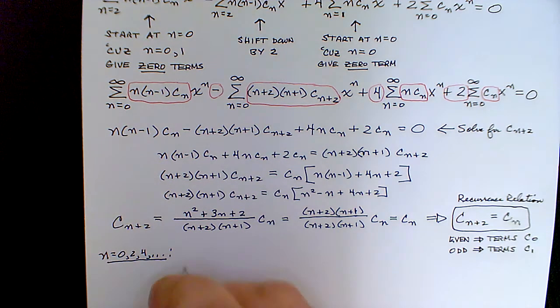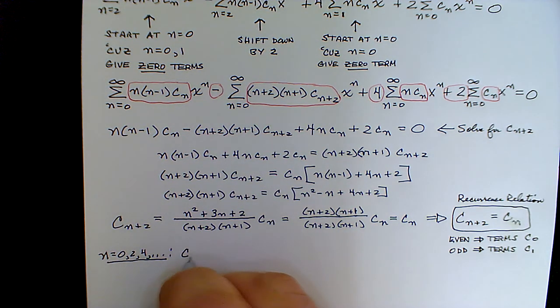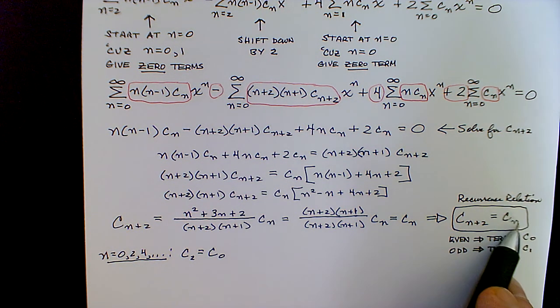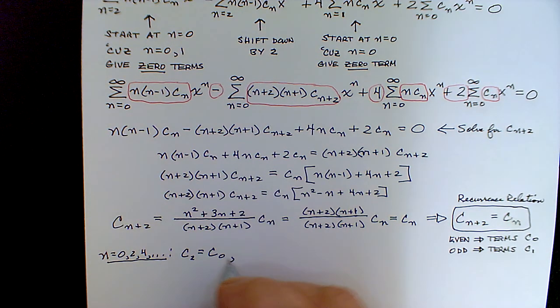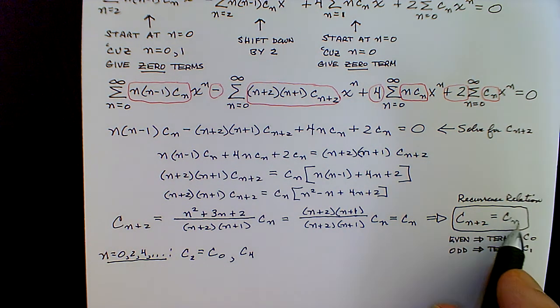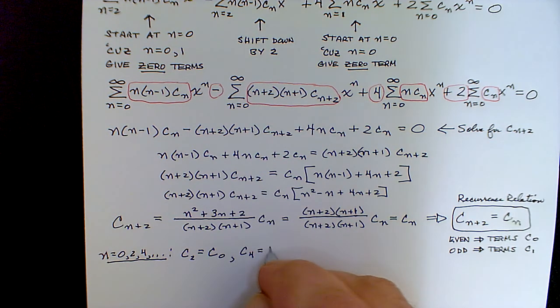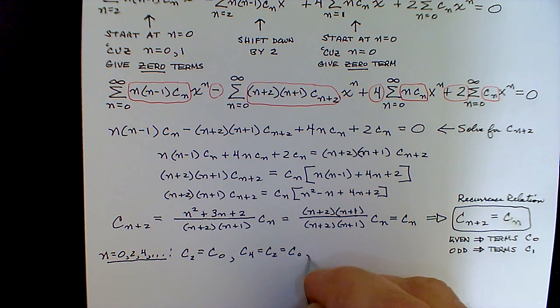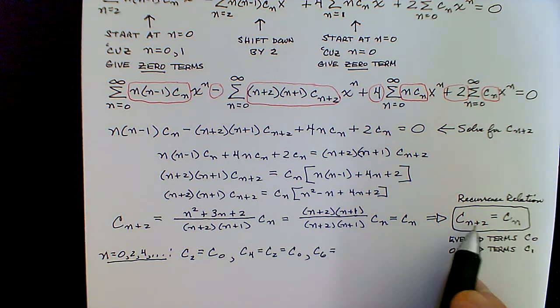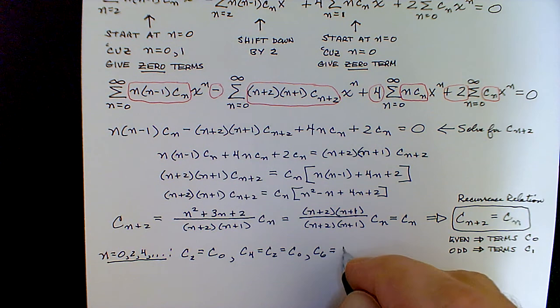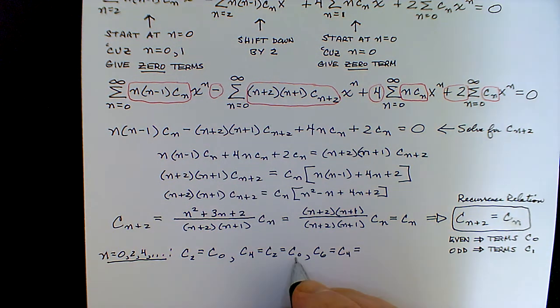Okay, into the recurrence relation, when n is 0, c sub 2 would just be c sub 0. Because if n is 0, this is c sub 2 on the left, that's c sub 0 on the right. When n is 2, c sub 4, plugging a 2 in here for n, will be c sub 2. But c sub 2 is c sub 0. And when n is 4, c sub 6 would be c sub 4, but c sub 4 is c sub 0.